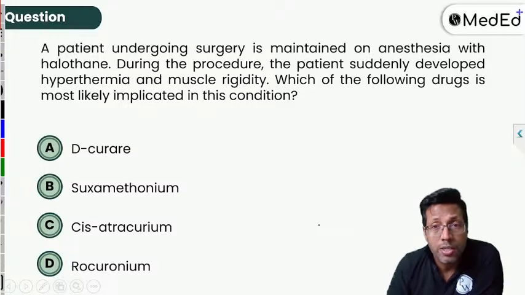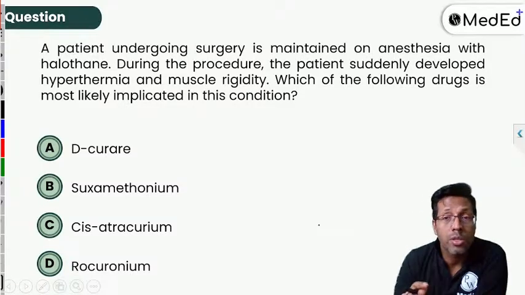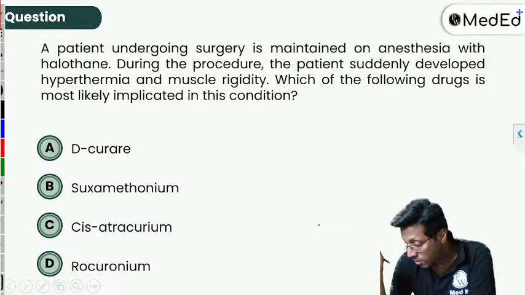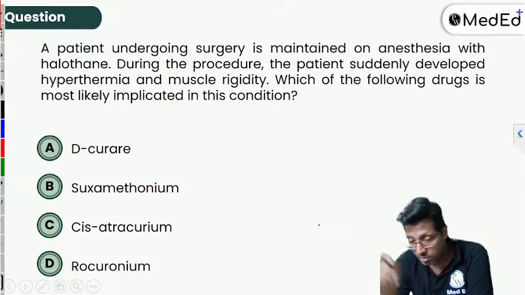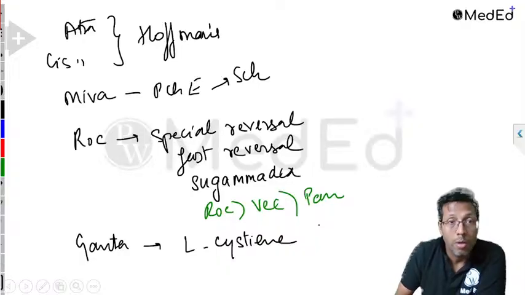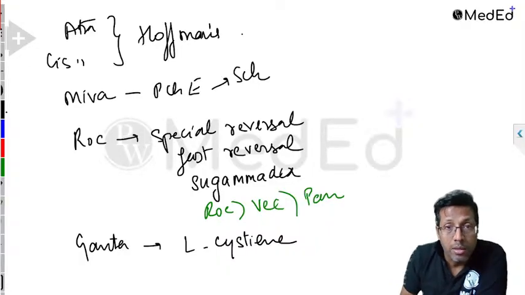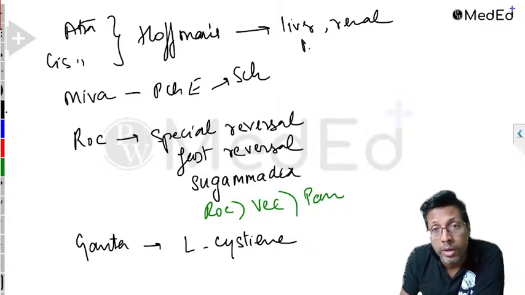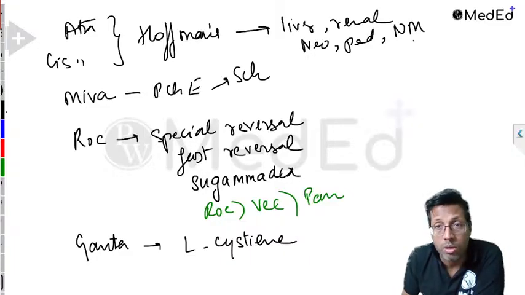A patient undergoing surgery is maintained on anesthesia with halothane. During the procedure, suddenly develops hyperthermia and muscle rigidity. Okay. Which ones are safe in liver disease? Remember, atra and cisatra. These are the ones which are used in liver patients, renal patients, and neonates, pediatric patients, and neuromuscular disorders or nerve disorders.